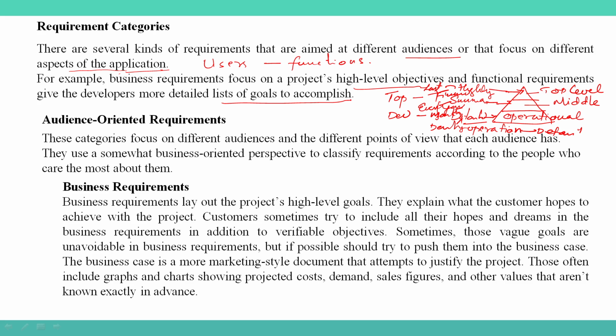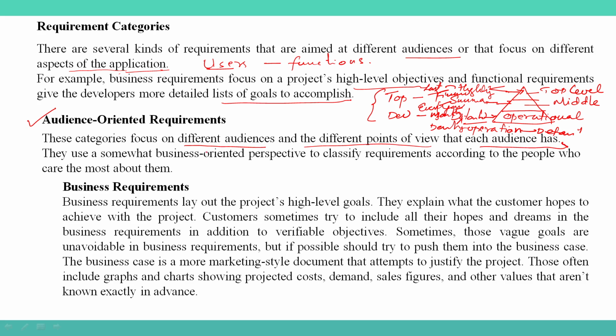So when a developer looks into it, which one will be more difficult for him to implement? The top level implementation is difficult for him to implement because you have to get all the data from all these places, and sometimes the representation may also change. So based on this, we have audience oriented requirement, that is users based requirement. The categories focus on different audiences and different points of view of each audience has.